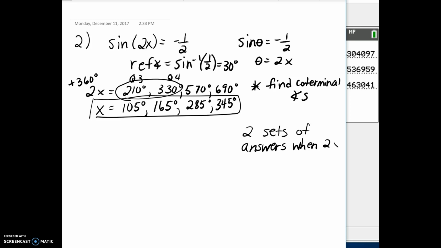So if you're looking for a way to know when you have all of your answers, if it's a 2x, you're going to have 2 sets. If it's a 3x, you'll have 3 sets. So more adding for the higher number of coefficient in front.